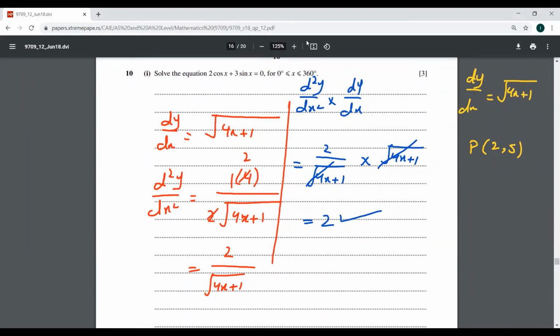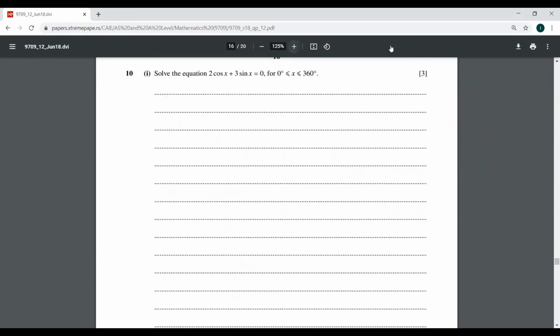Okay, question number 10. A typical question on trigonometry. How can you solve this equation? 2 cos x plus 3 sin x equal to 0. Yeah, you will divide both the sides by cos x here, okay? So you will start dividing both the sides by cos x. So you have 2 plus 3 tan x, that is equal to 0. So 3 tan x equal to minus 2. Your tan x is going to be minus 2 by 3.